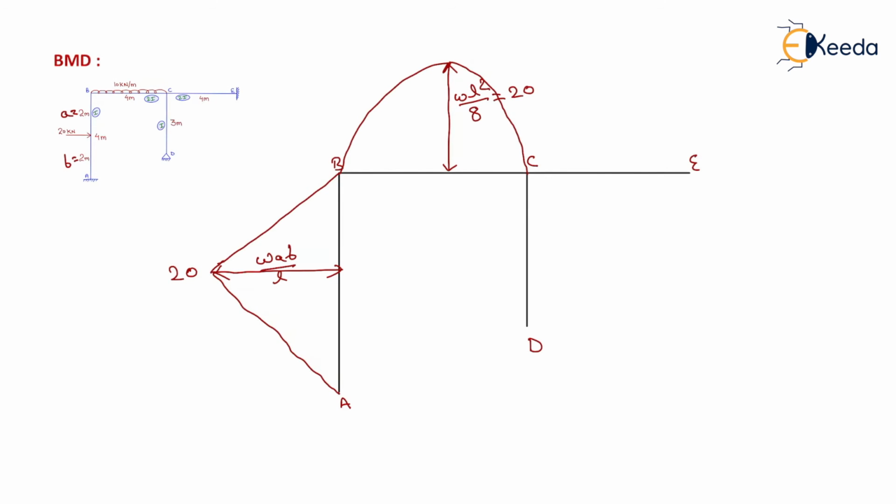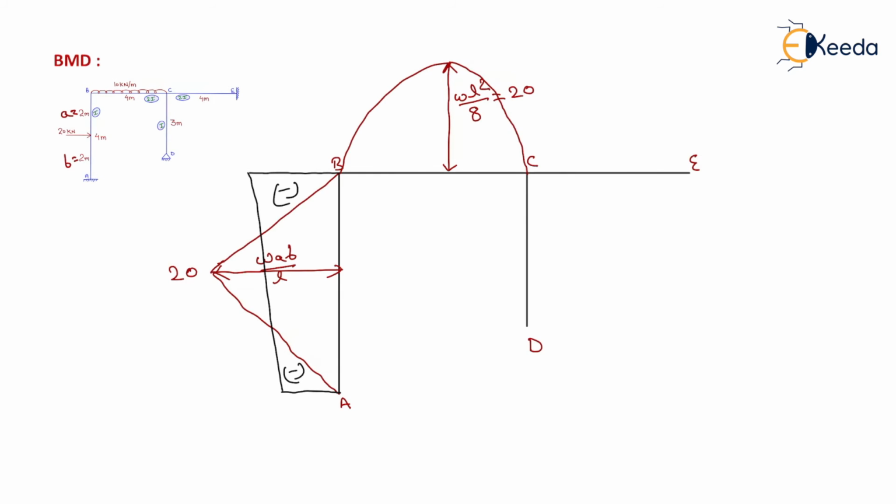Now at AB, there will be a moment of minus 8.92, so we will plot this moment as minus 8.92. Similarly, at BA, there will be a moment of 12.14, so we will plot this as 12.14, and we will join this by a straight line like this. And this moment is throughout negative, so we will mark this moment throughout as negative like this.